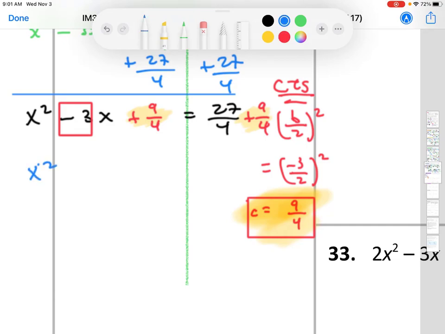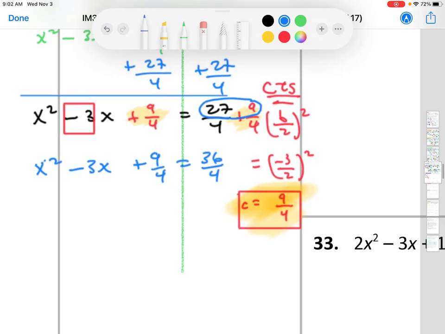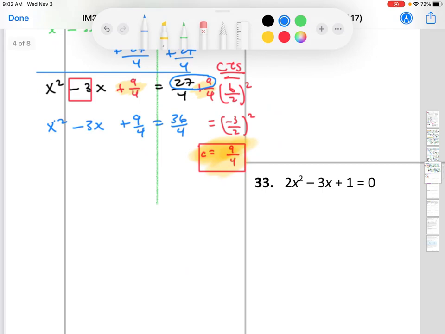Okay, so now I have x squared minus 3x plus 9/4. I guess I didn't really need to do that over here, because you have a common denominator, you can just add the numerator. So 27 plus 9 is 36. Let's go ahead and factor this now.